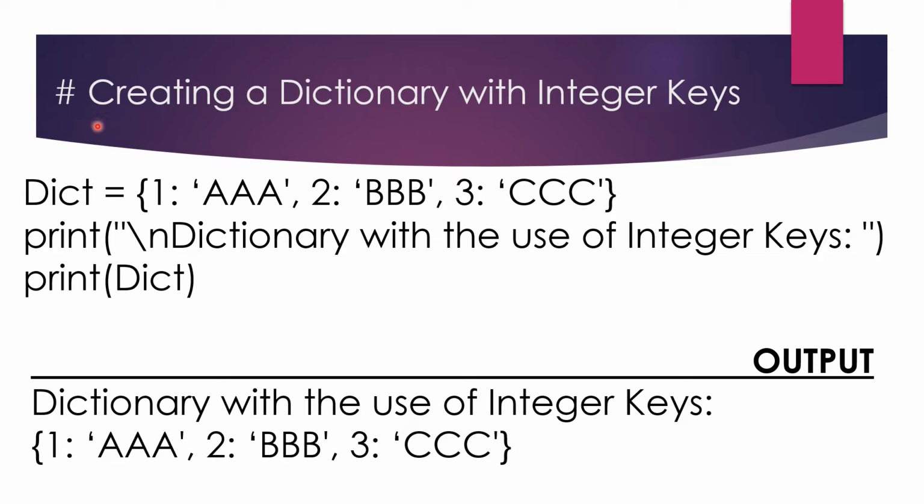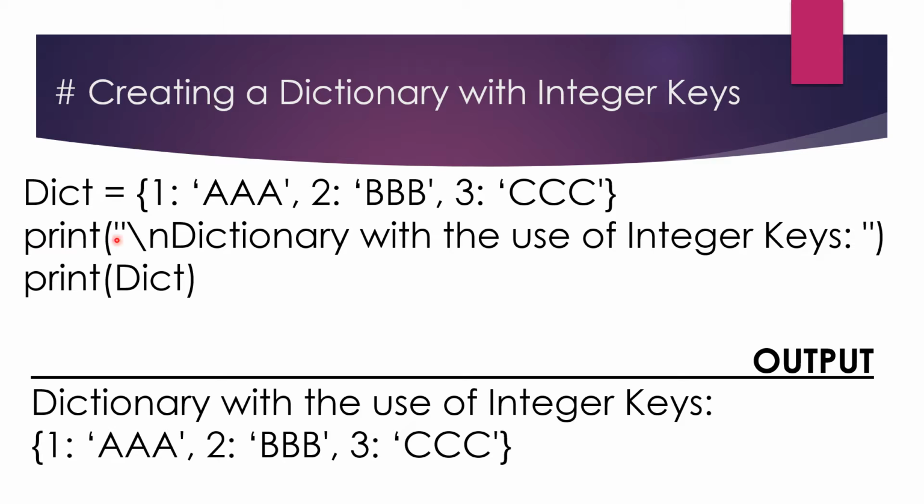Now let us see how we can create a dictionary with integer keys. Here is one program. Dictionary is equal to 1. What is this? This is the key. And what is this? This is the value. So this is one key and this is one item, separated by a comma. This is the second, this is the third.